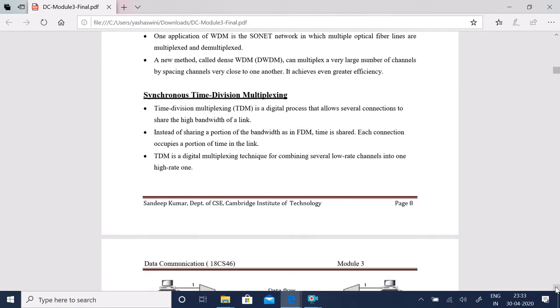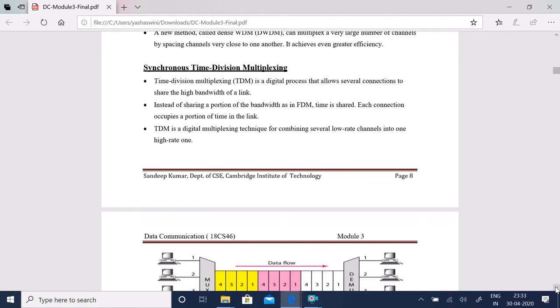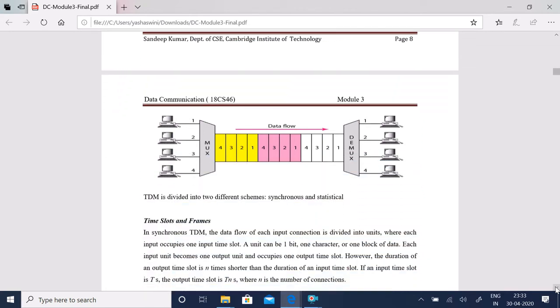So your time division multiplexing is a digital multiplexing technique which combines low rate channels into a high rate channel. Basically, your time division multiplexing is explained like this. Each of the channels will have a particular time slot to work with.